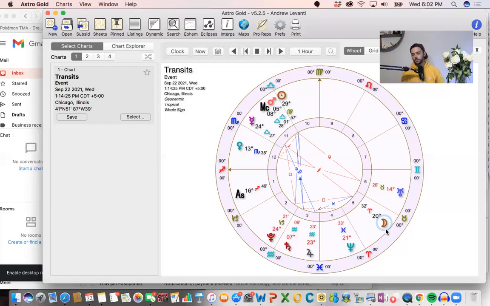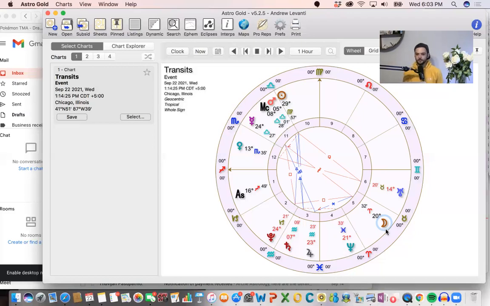And so this is something that you want to look for in cases where there is a separating aspect between topics that are important, because if there's translation between those topics, that indicates success, depending on the nature of the aspects and the planets involved.